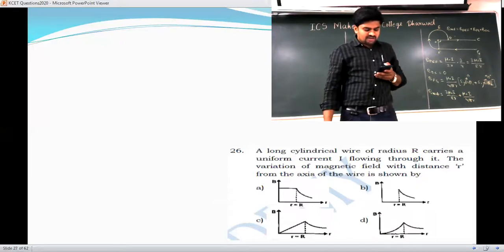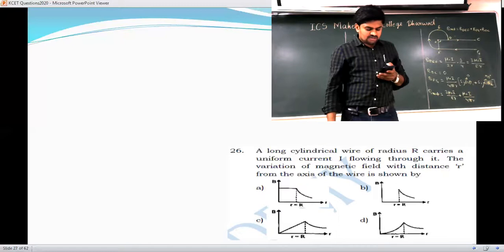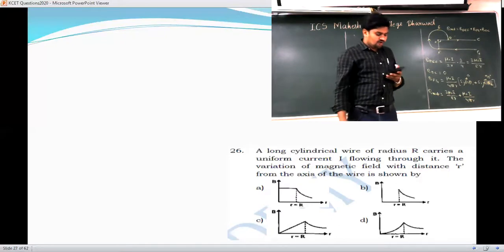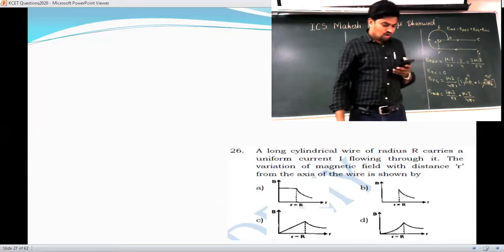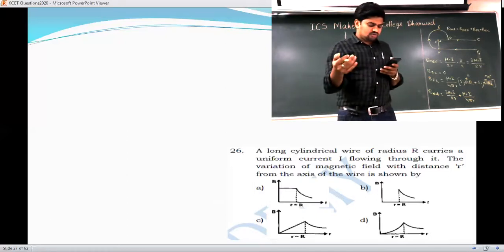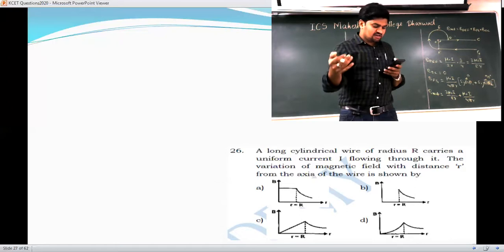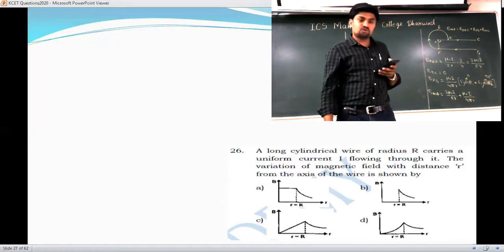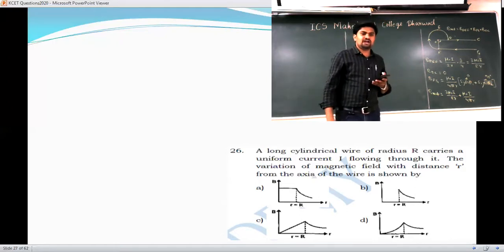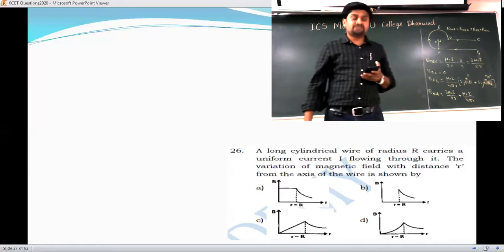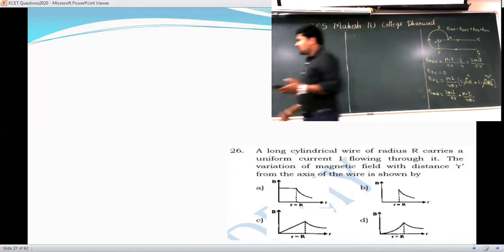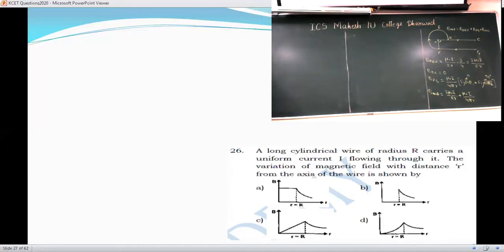A long cylindrical wire of radius capital R carries a uniform current I flowing through it. The variation of magnetic field with distance r from the axis of the wire is shown by which graph? They have given the graph, so by the conceptual method you have to answer this. What type of wire have they told? It is a cylindrical wire.